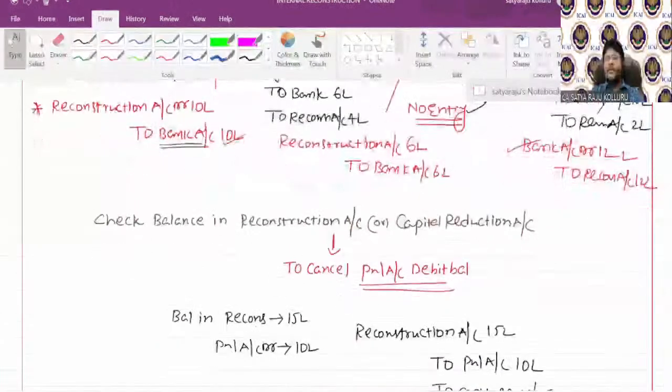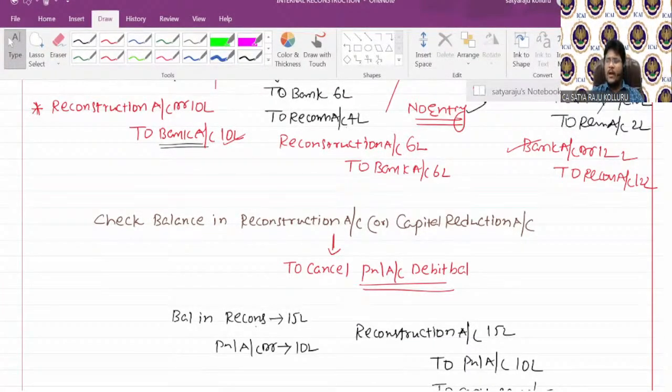Sir, after completion of all the journal entries in reconstruction account, what do I need to do? Check the balance in reconstruction account or capital reduction account. That balance you can use to cancel the profit and loss account debit balance. Whether or not it is clearly mentioned in the problem to nullify the balance of profit and loss account, we need to nullify the reconstruction account balance with the profit and loss account debit balance, because that is the primary objective of conducting the entire internal reconstruction procedure.